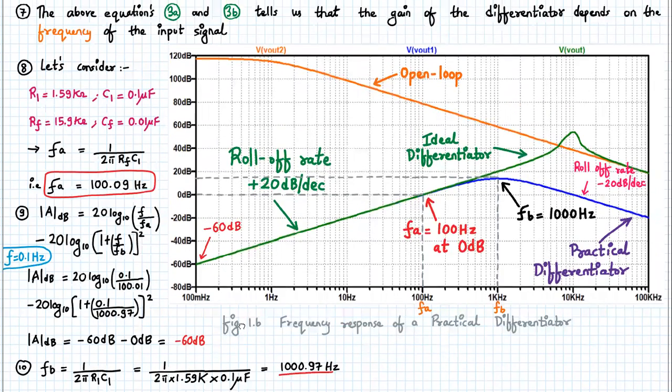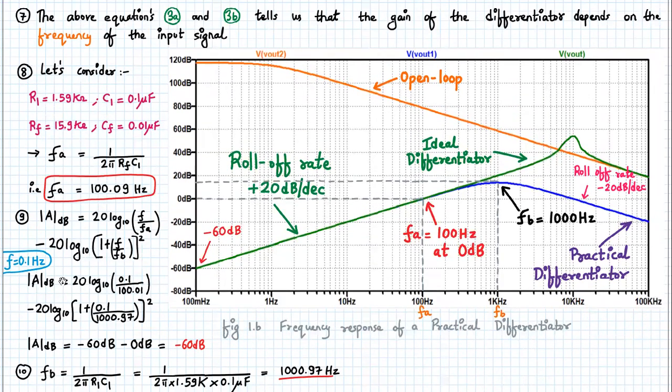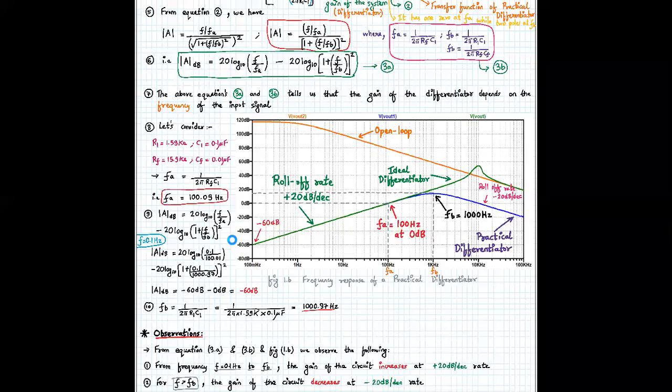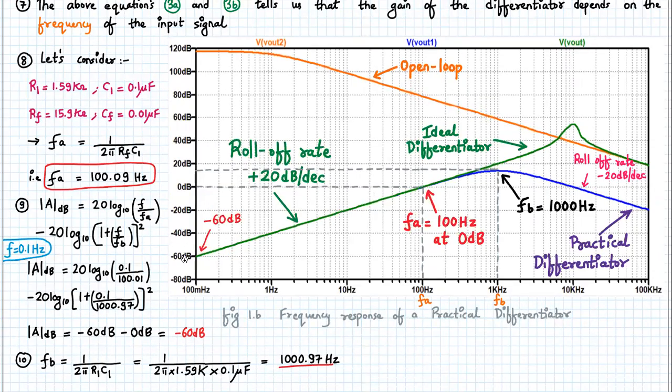Okay, and the gain in dB, if you work it out in a calculator, the first term will give you minus 60 dB, and the second term will be very small. It will be negligibly small, hence we have considered it to be 0 dB. You all are free to check it out, and the gain in dB will be 60 dB. So here it is the 60 dB point, which we got in the LT Spice also.